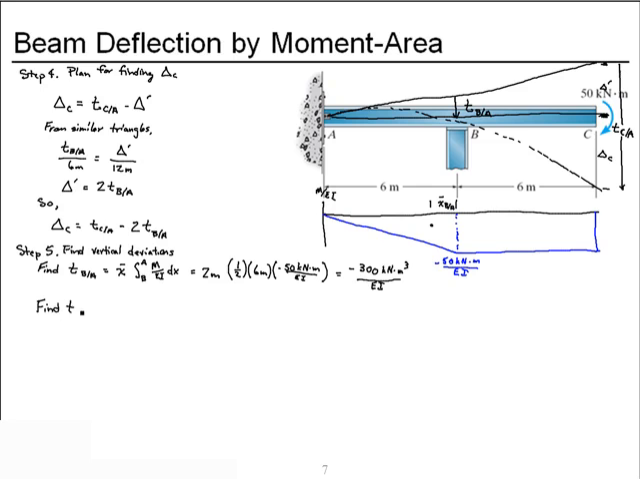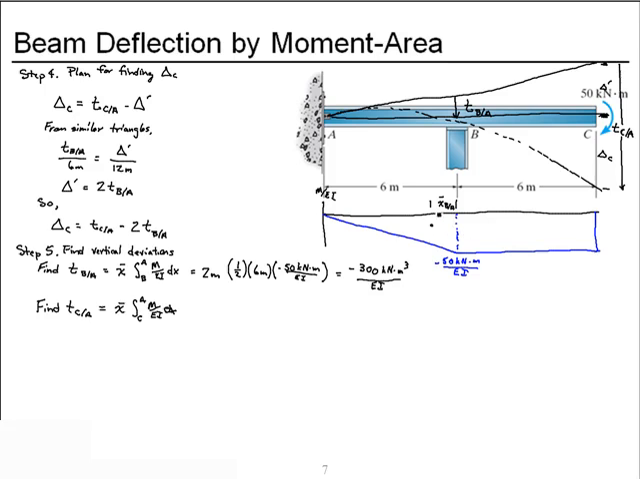Now let's find the vertical deviation of point C from the tangent coming at point A. Again, this is x bar. This time it's the integral from C to A, M over EI diagram. We'll divide this into two parts: this part, the rectangular shape, and this part, the triangular shape.